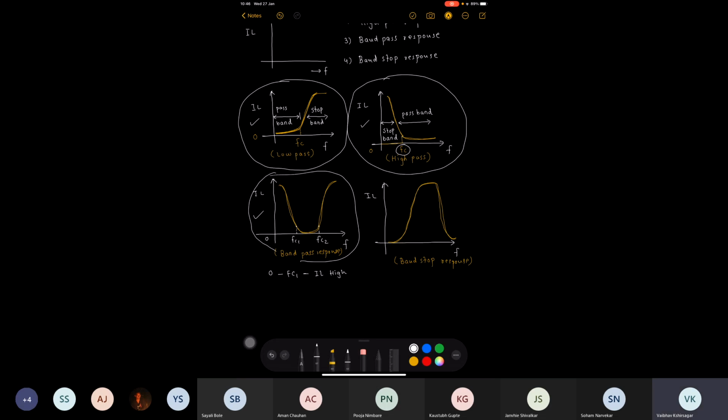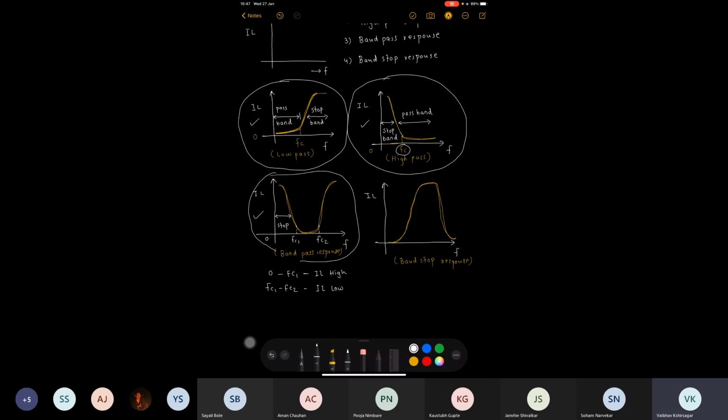In which particular range? From 0 to FC1. So in this particular region, the insertion loss is high and it gradually reduces as you approach the first cutoff frequency FC1. So you can call this a stop band characteristic. From FC1 to FC2, there are two cutoff frequencies for this type of frequency response. From FC1 to FC2, the insertion loss is low, the opposite, right?